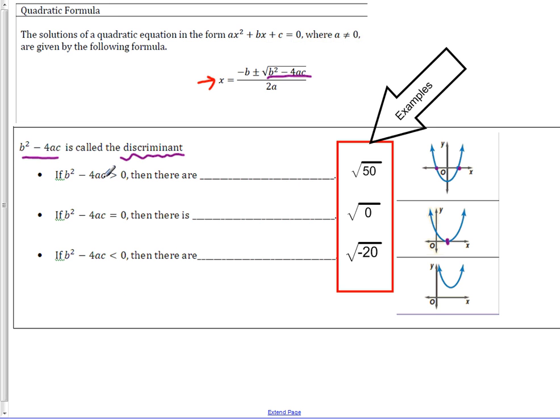So if we figure out the discriminant, we're going to know how many solutions we have before we even solve it. If the discriminant is positive, meaning greater than 0, that means that we have 2 real solutions.